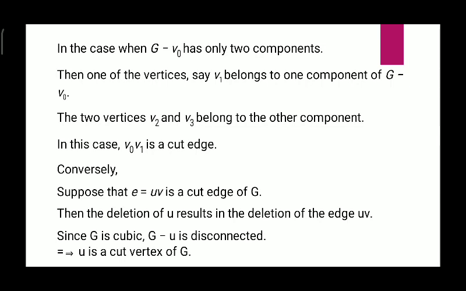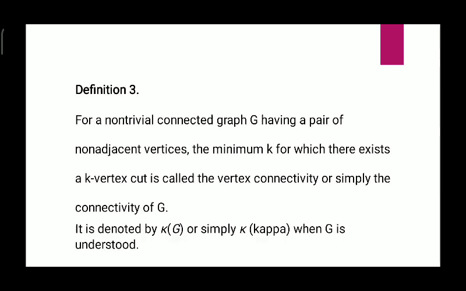Suppose that E equal to UV is a cut edge of G. Then the deletion of U results in the deletion of edge UV. Since G is a cubic graph, G minus U is disconnected, which implies that U is a cut vertex of G. Hence the proof.